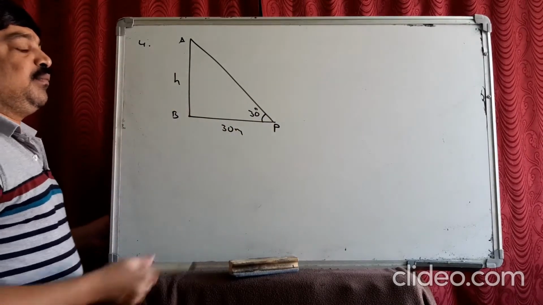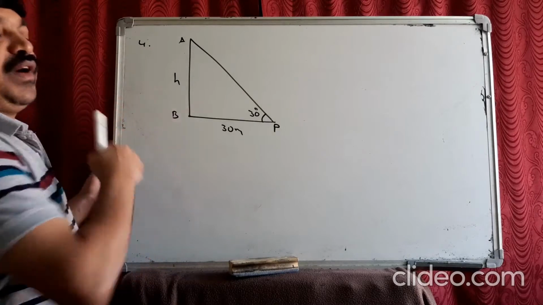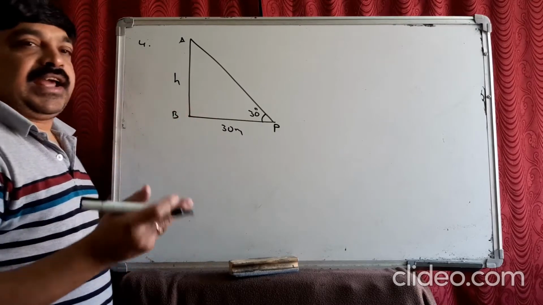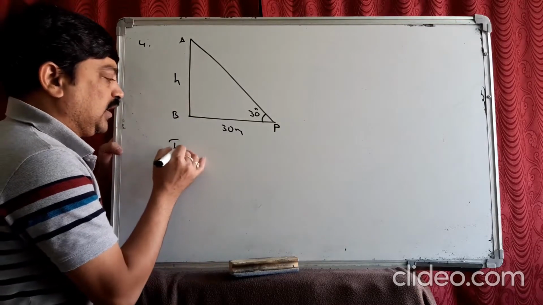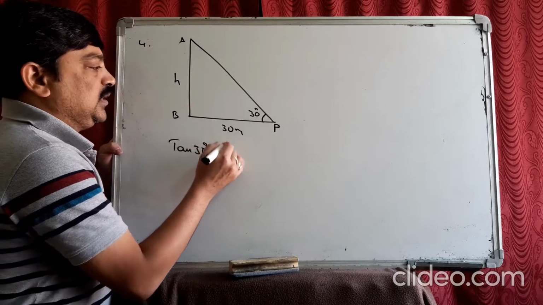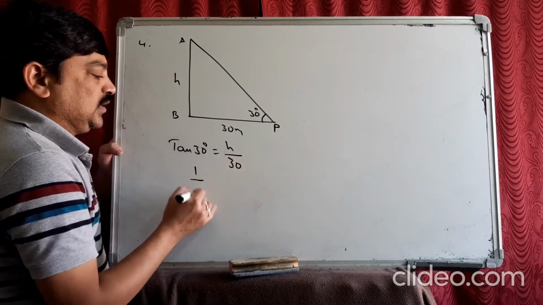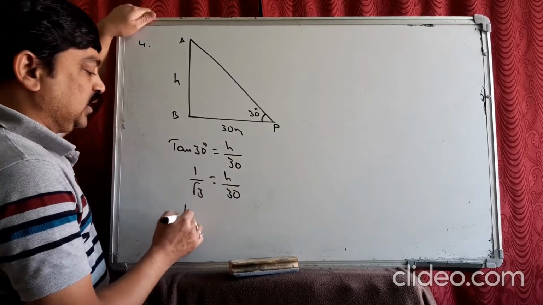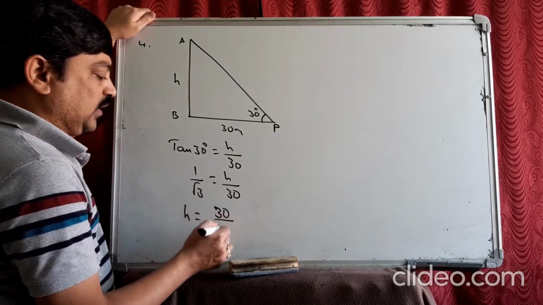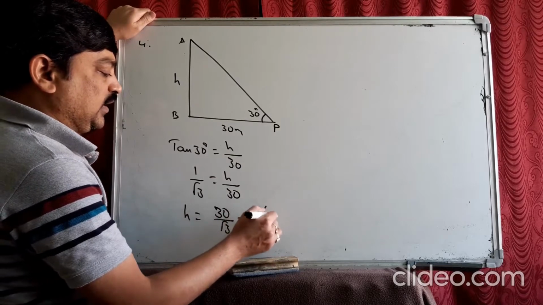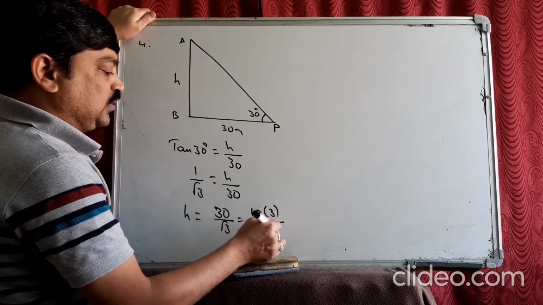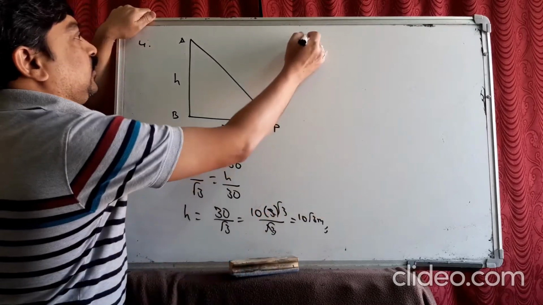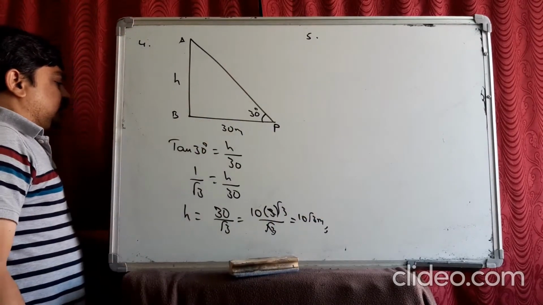Here, what happened? We have the adjacent side and we need to find out the opposite side. So how to find this? Adjacent, opposite, you can apply tan or cot. So let us go with tan. Tan 30 degrees is equal to h by 30. This is 1 by root 3. So h equals 30 by root 3. You can leave it like that, or otherwise you can write 10 into 3 by root 3. So it becomes 10 root 3 meters. So the height of the tower is 10 root 3 meters.